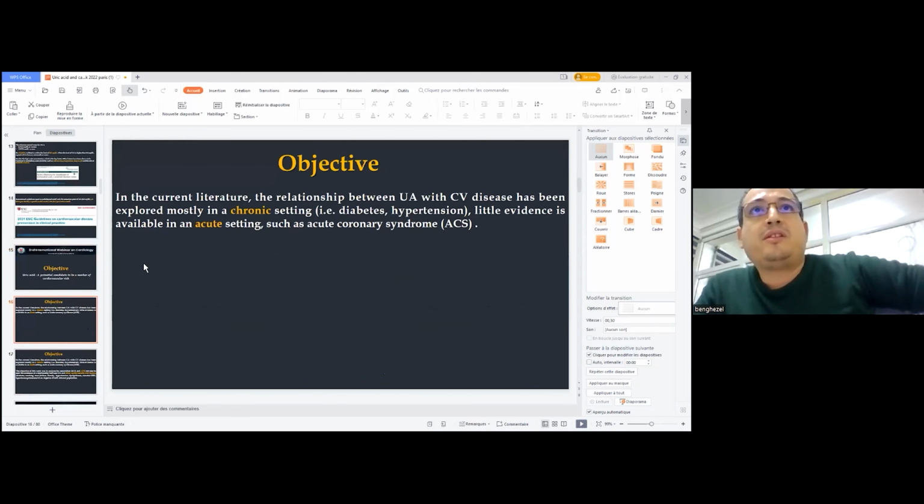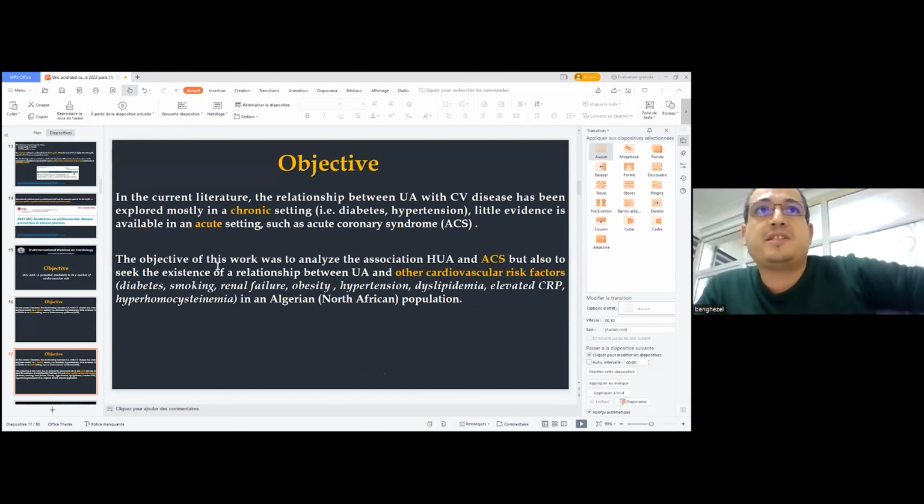In the current literature, the relationship between uric acid and cardiovascular disease has been explored mostly in chronic settings such as, for example, diabetes. Little evidence is available in acute settings such as acute coronary syndrome. The objective of this work was to analyze the association between hyperuricemia and ACS, but also to seek the existence of a relationship between uric acid and other cardiovascular risk factors, for example, diabetes, smoking, renal failure, obesity, hypertension, dyslipidemia, CRP, and hyperuricemia in the Algerian population.